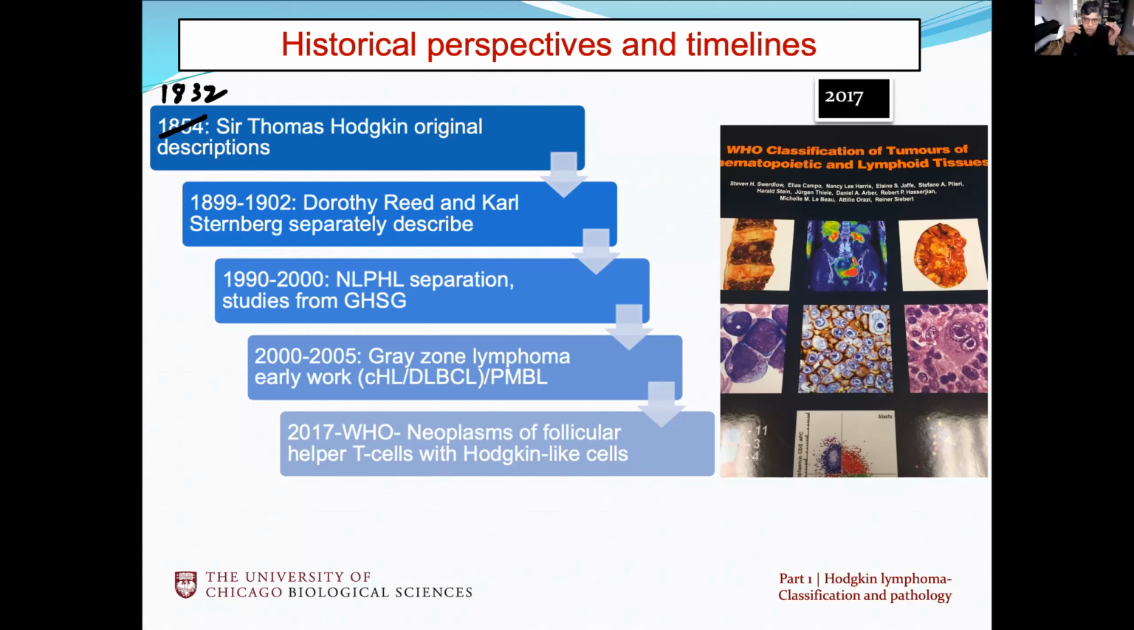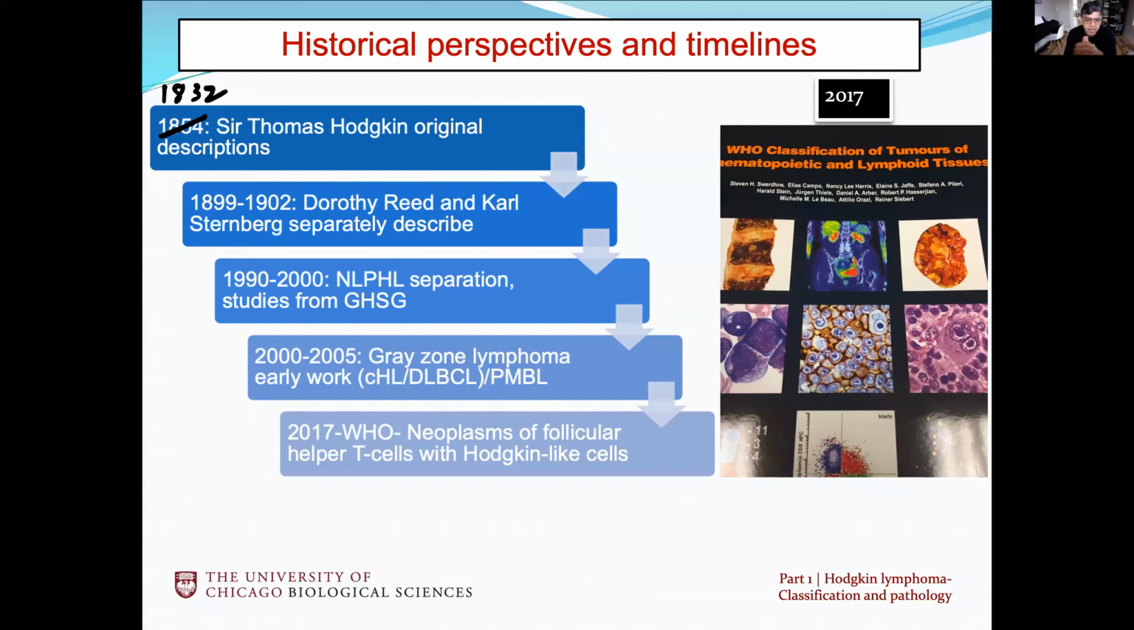And as our knowledge of microdissection of cells from tissues grew in the early 2000s, and 2005, rapid strides were made in molecular biology. And that led to better understanding of these gray zone lymphomas. And around the same time, another lymphoma by the name primary mediastinal large B-cell lymphoma, which I'll discuss in a little bit, was also described. So that happened in that time frame.